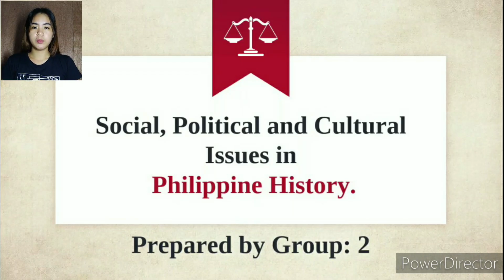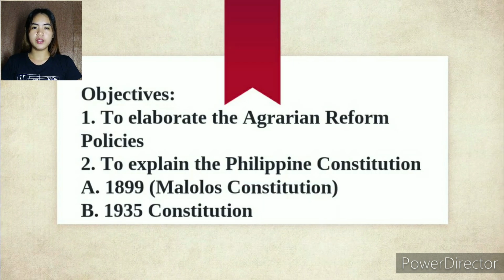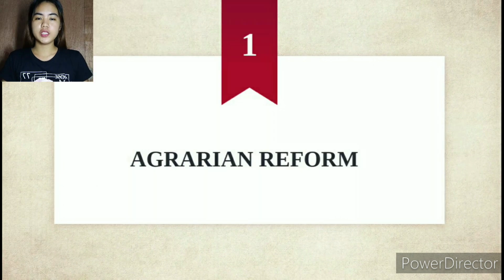Our report is all about social, political, and cultural issues in Philippine history. In relation to that, our objectives are to elaborate the agrarian reform policies and to explain the 1899 Malolos Constitution and the 1935 Constitution of the Philippines. Our first topic is concerned with agrarian reform.